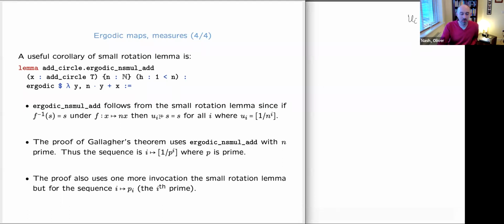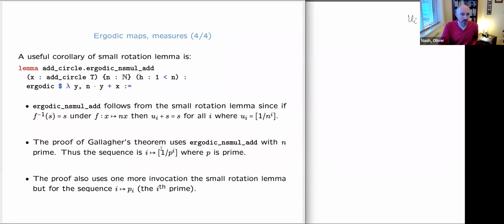So the small rotation lemma says, okay, right. If you have a set which is invariant under this map, let's say it's a doubling map or the tripling map or the quadrupling map, then it's got this rotational invariance property for lots of sequences that I can cook up, including this sequence 1 over n to the i. And so then it must be almost empty or almost full. Okay, so that's roughly how you can get ergodicity from the small rotation lemma.